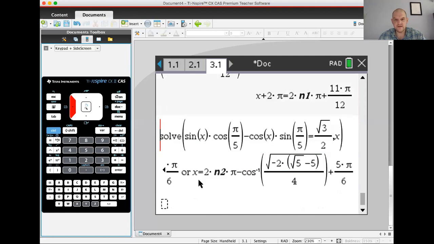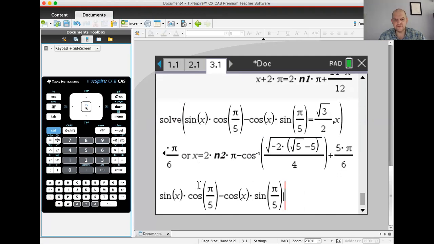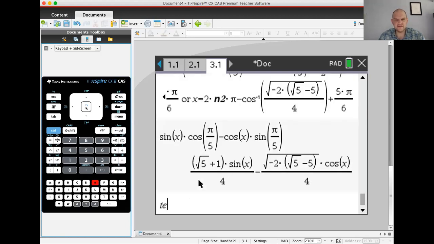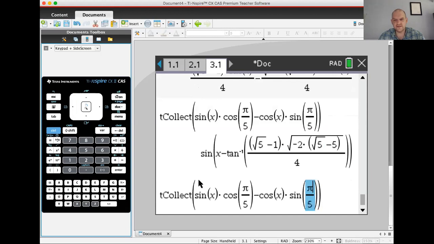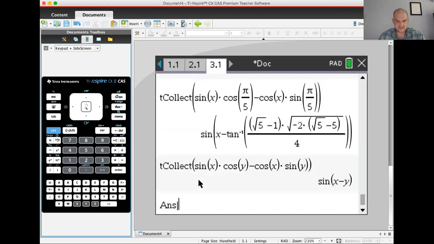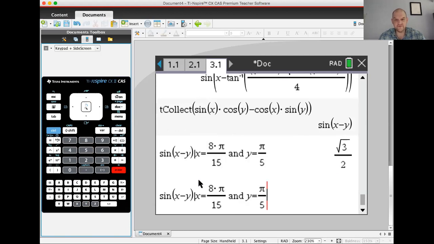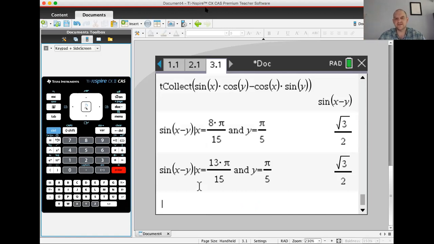So I'm gonna do this. Let's pull out this part. I don't know if I'm ever gonna be able to get it to do it. I'm gonna do such that x equals, can I t collect this? No, I can probably not t collect this. Nope. But what if we change these to y's? Yes, let's do that. Here's a y, here's a y. Okay, and then if I do such that, so x is gonna have to be 8 pi over 15, and y is going to have to be pi over 5. And it works. And then if we change it to 13, it works. So we got it, but checking it is a super roundabout thing.